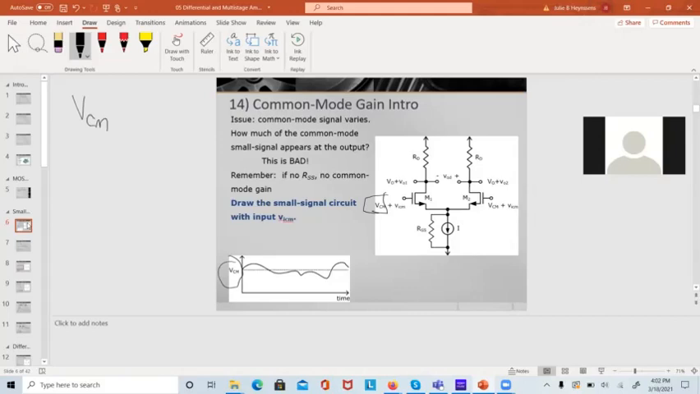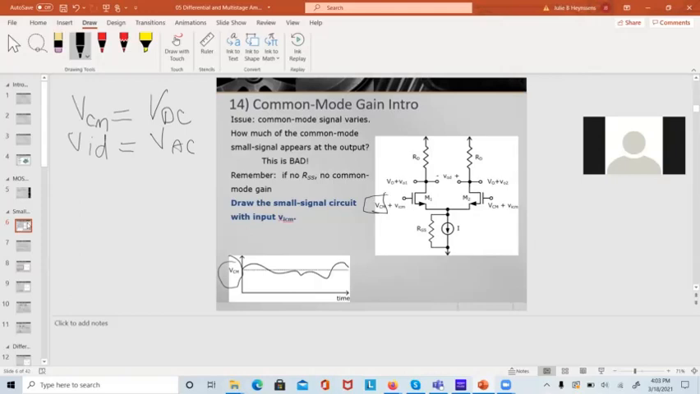And the common mode will be the DC input. So when I draw the DC circuits, I'm going to use the common mode voltage. The differential mode is our signal voltage, and that will be included in the AC circuits. That will help make things a little bit more sensical.